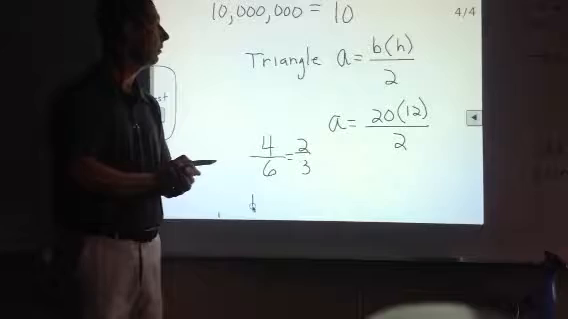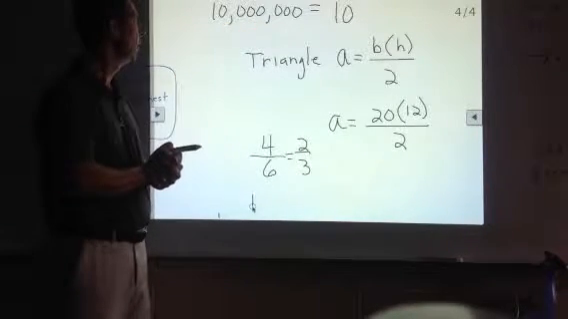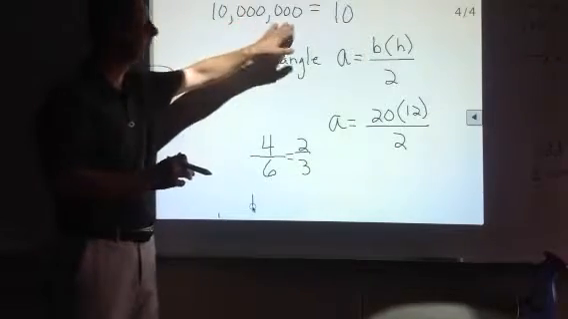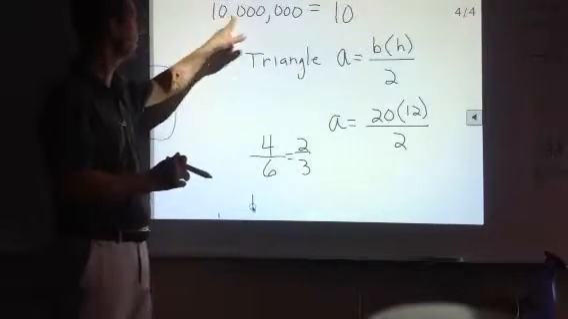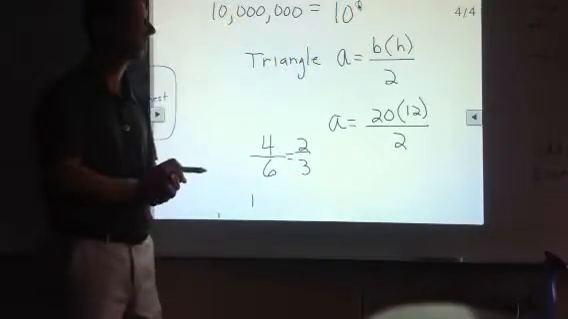Okay, and you have one where you got to put an exponent in. All right, this is 10 million, so we count up our zeros. We have 7 zeros, that's what has to go here, 10 to the 7.